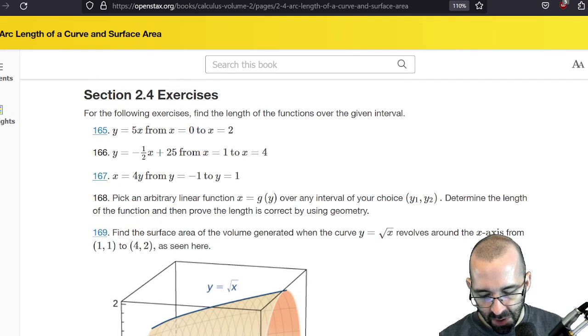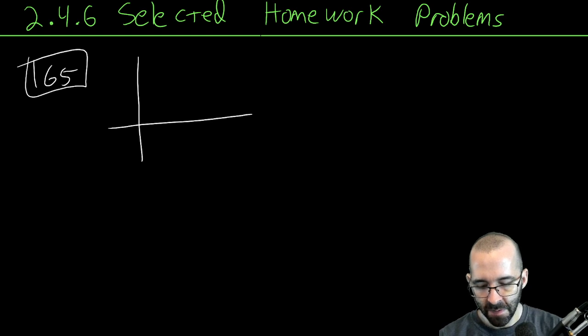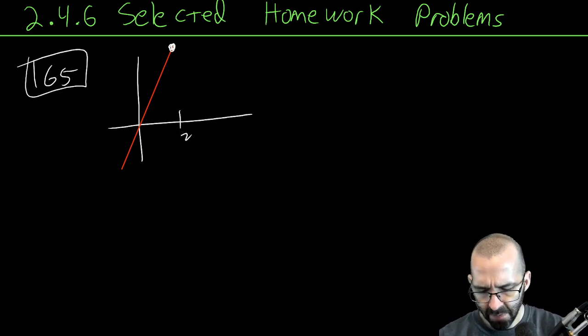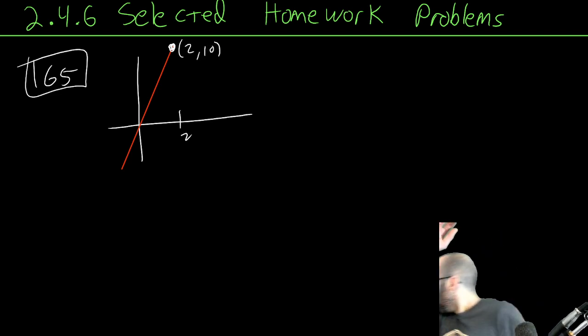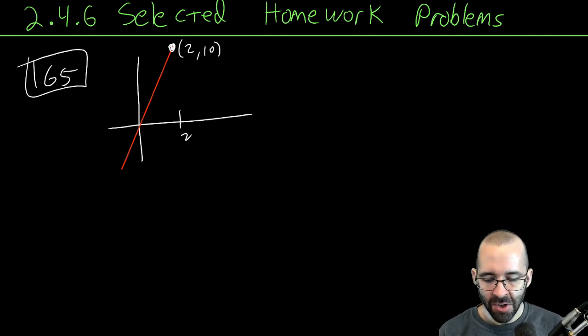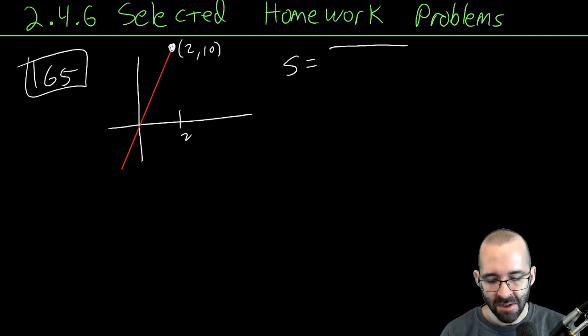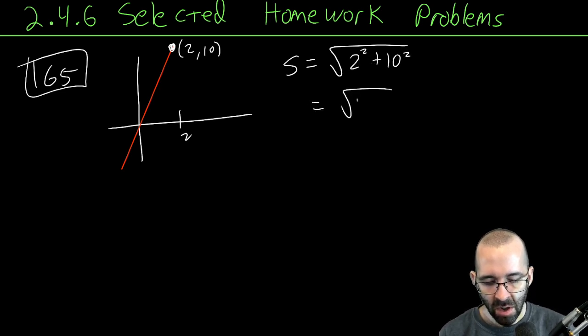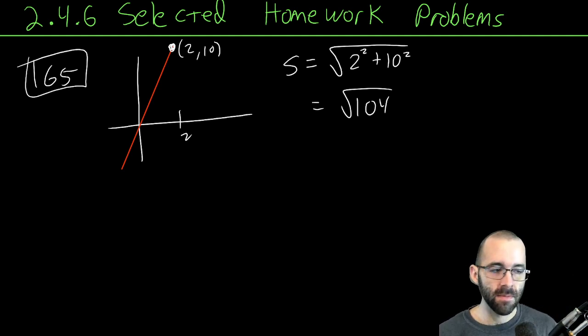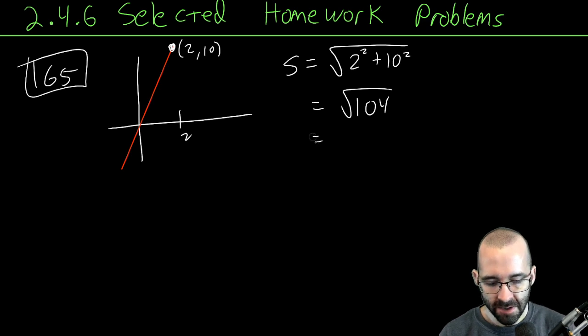So the line is just y equals 5x from 0 to 2. So you have this steep line from 0 to 2. So this is the point 2 comma 10. So with geometry, we know the arc length is exactly just the square root of 2 squared plus 10 squared, square root of 104, which can be simplified as 2 root 26.